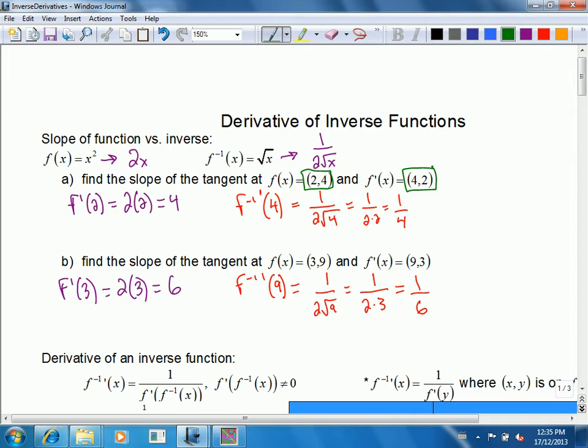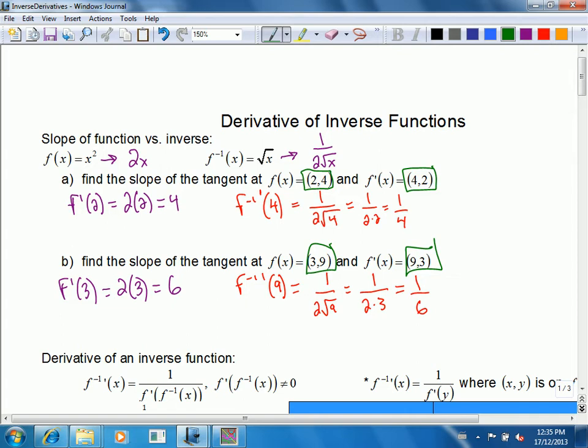What's special about 2, 4 and 4, 2? They're the opposites, yes. But why is this important for the inverse? So the x and y have switched, like the transformation that we looked at when we did the graphs. So the relationship, that point, if 2, 4 is on the function, its inverse will have the point 4, 2. Same thing, if 3, 9 is on the function, that means the inverse must have the point 9, 3. Yes?